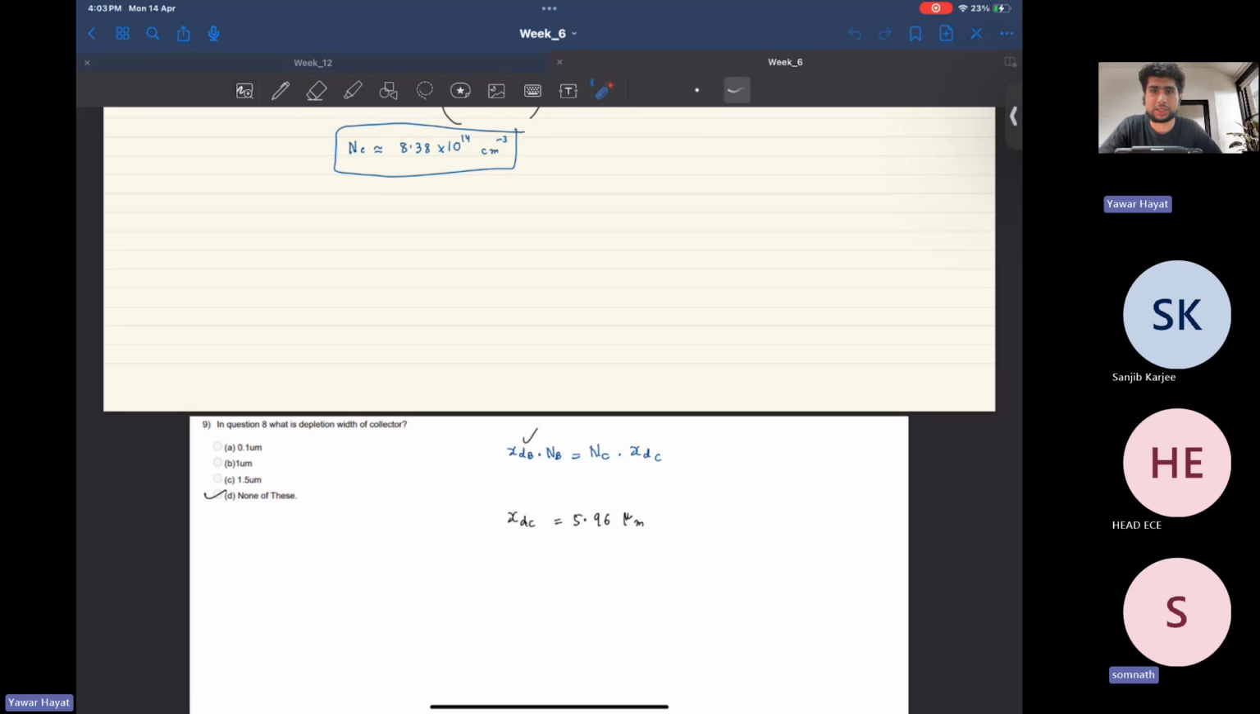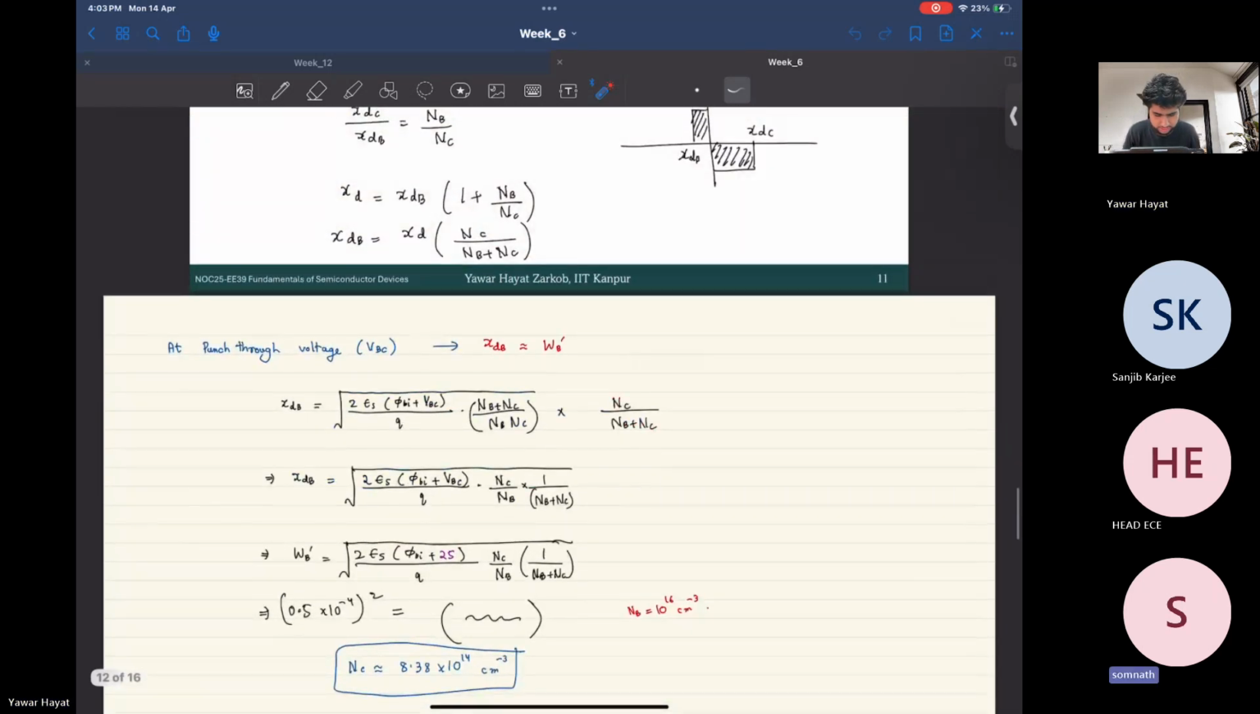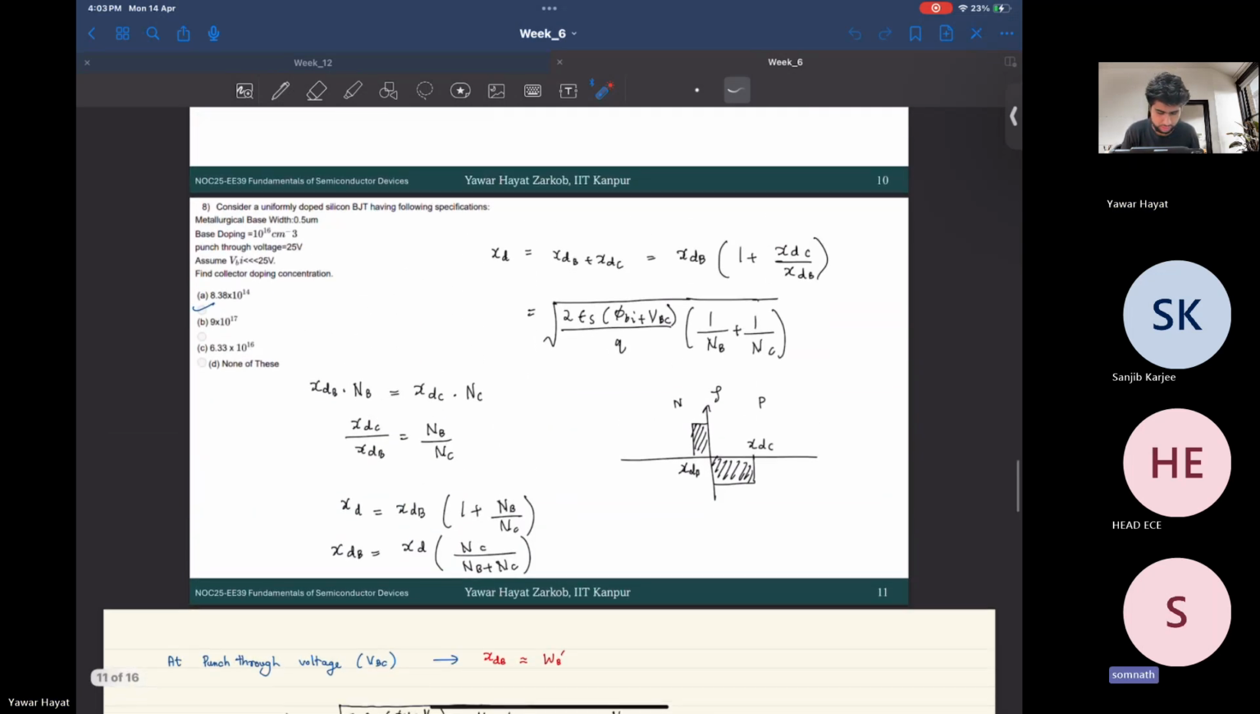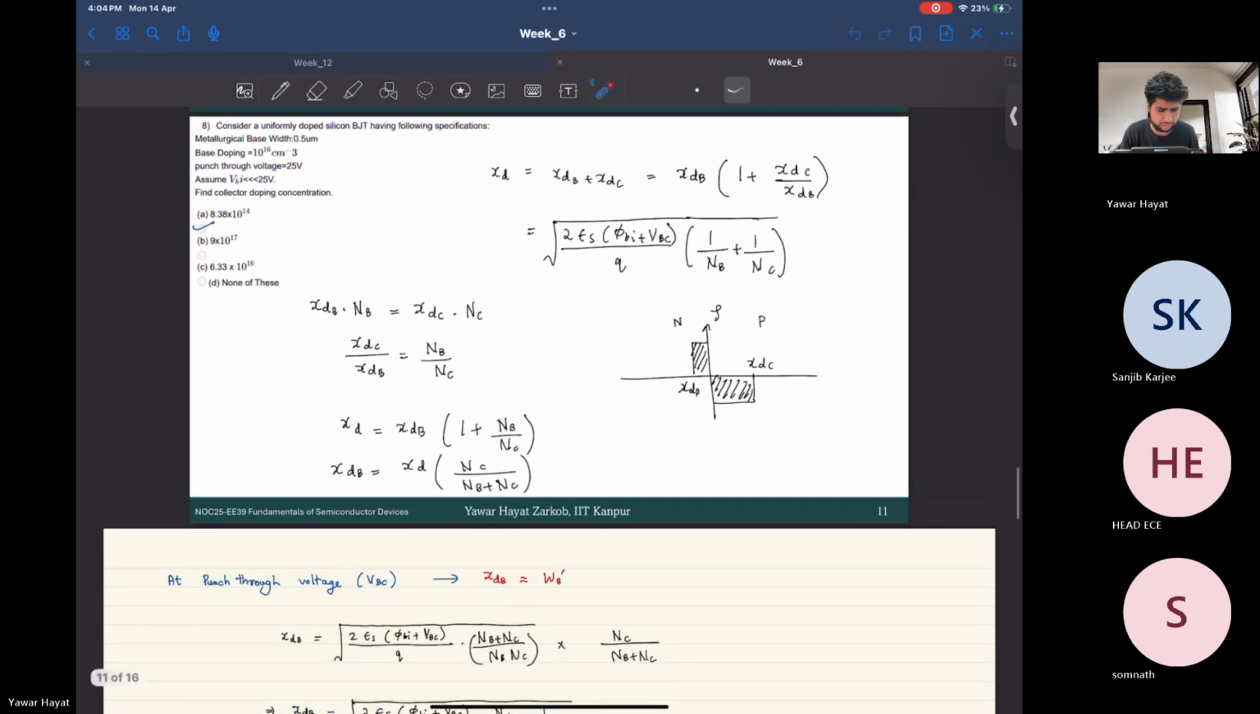Hello, hello. Somnath? Yes, sir. Please repeat the question. No, sir. In the last problem, I can find the formula of XDB. How can I find the value of XDB? How you can find out the value of XDB? Where is the value given?